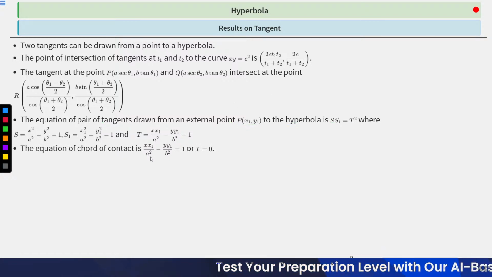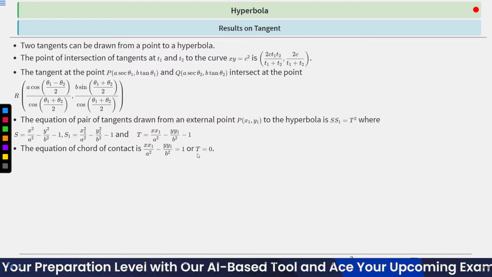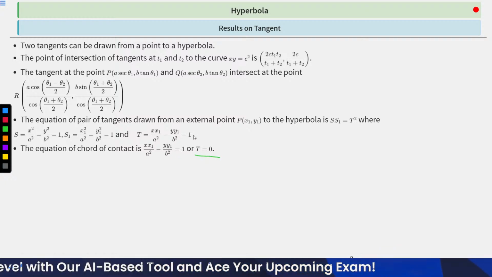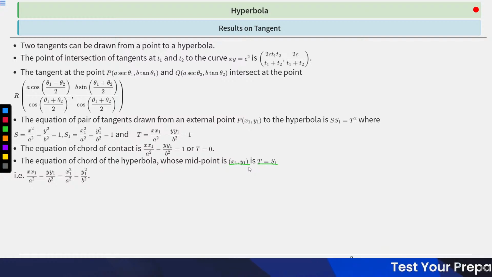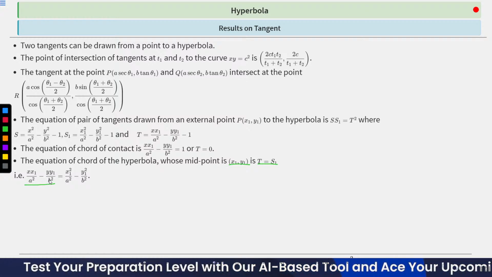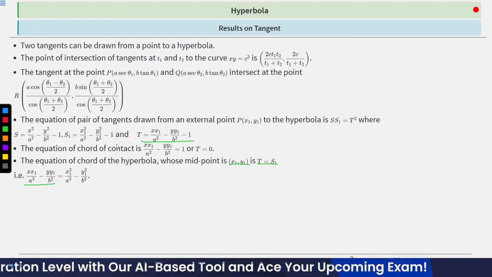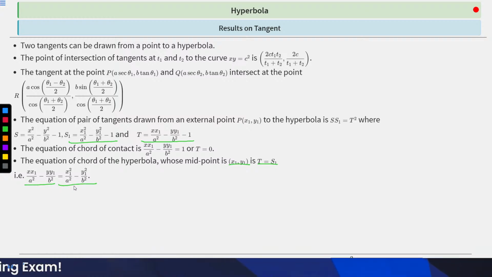The equation of the chord of contact is x x1 by a square minus y y1 by b square is equal to 1, or in other words T is equal to 0. The equation of the chord of the hyperbola whose midpoint is (x1, y1) is T is equal to S1. So what is your T? T is nothing but this: x x1 by a square minus y y1 by b square minus 1. So T is this and S1 is this. So you can cancel minus 1 from both sides, and you will have this equality.